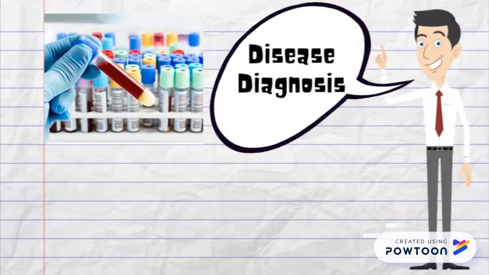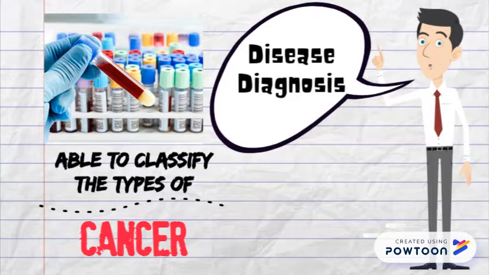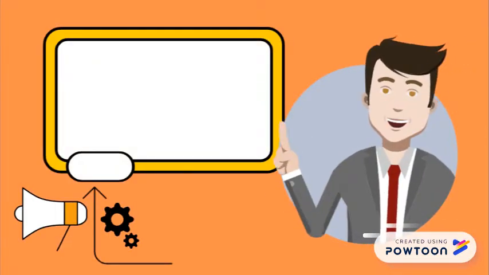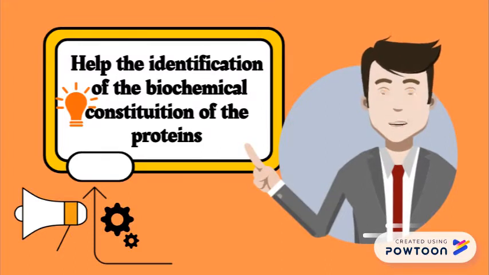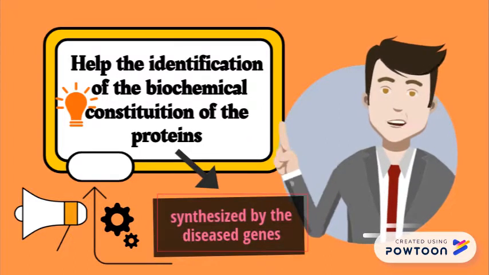Microarray also can be used for disease diagnosis. Researchers are able to classify the types of cancer on the basis of the patterns of gene activity in the tumor cells. For drug discovery, comparative analysis of the genes from a diseased and a normal cell will help the identification of the biochemical constitution of the proteins synthesized by the diseased genes.